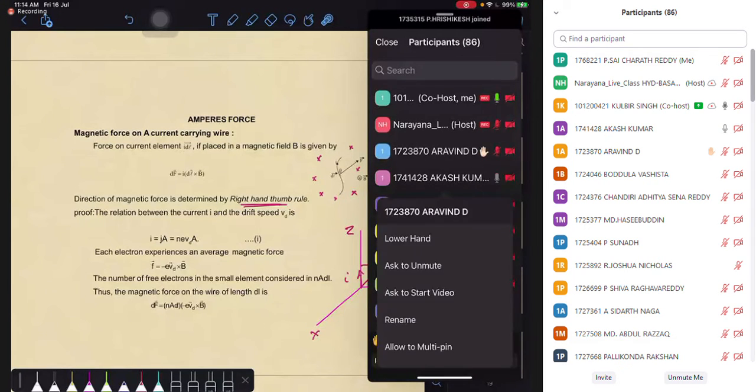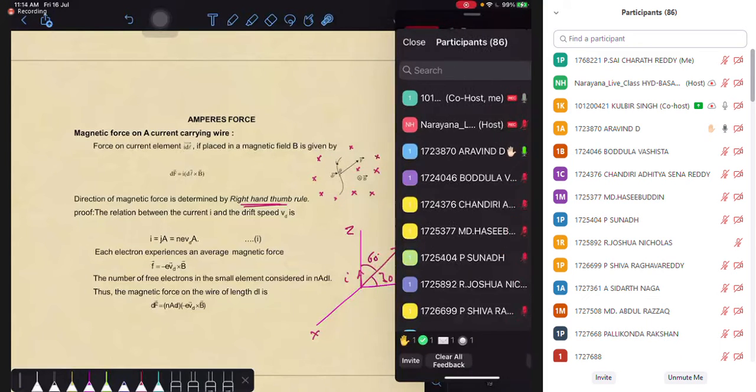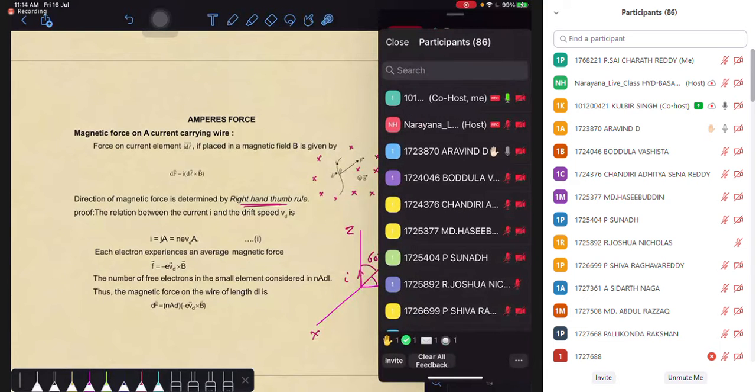Oh yes, Arvind Garu. Sir, negative x-axis. Negative x-axis, correct. So the direction of force is the negative x-axis.